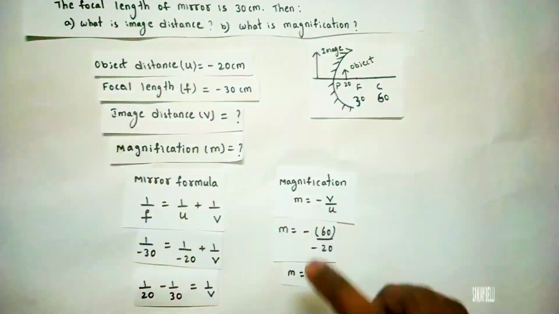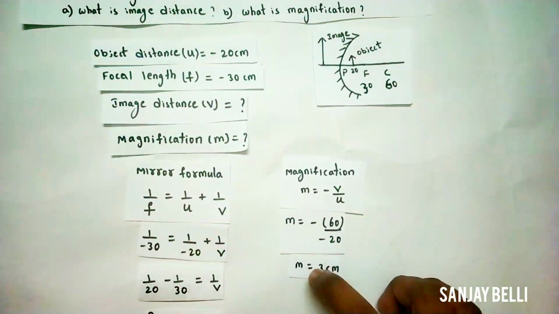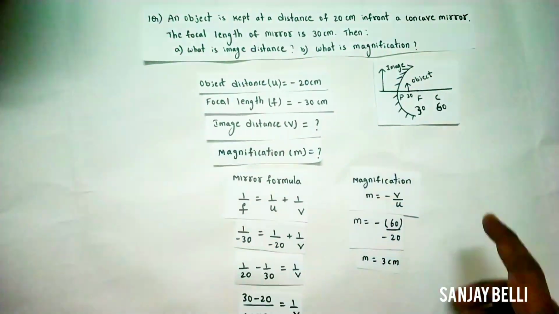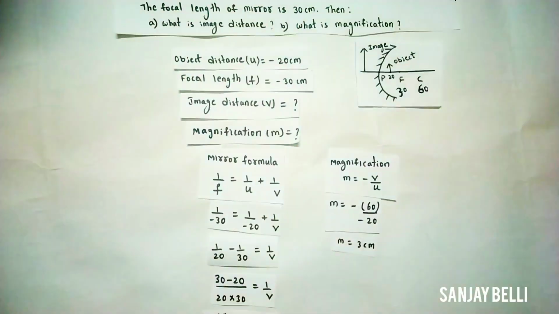It represents an enlarged image. Magnification plus represents it is virtual and erect. So this is your problem.